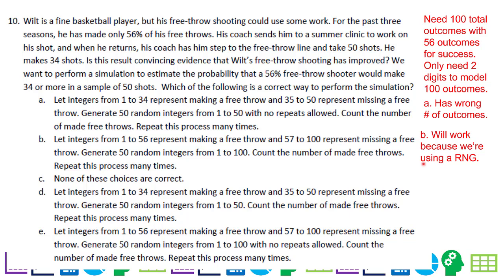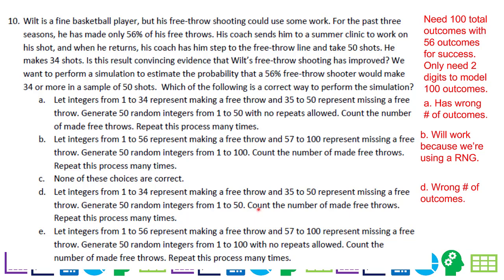B will work because we're using a random number generator instead of a random number table, so I don't have to worry about that weird 3-digit number and that being a 1-digit number. I'm going to skip C for right now because it looks like B is already correct. Let's go ahead and look at D. Let integers 1 through 34 represent a free throw. So this is the same problem as choice A. It has the wrong number of total outcomes. This does 68%. 34 out of 50 outcomes represent success, but he only shoots 56%. So this is too high a free throw shooting rate for him.